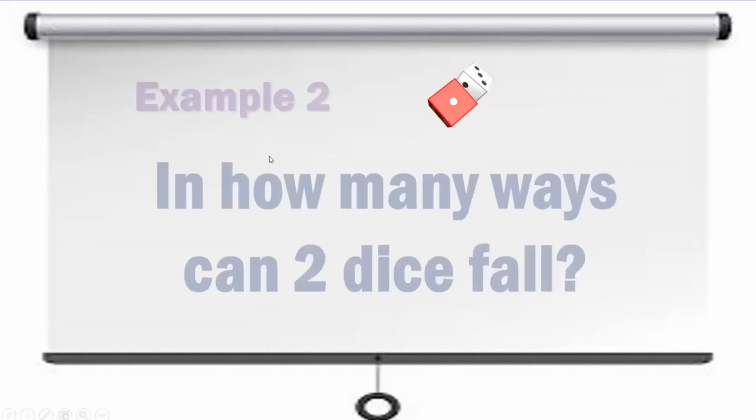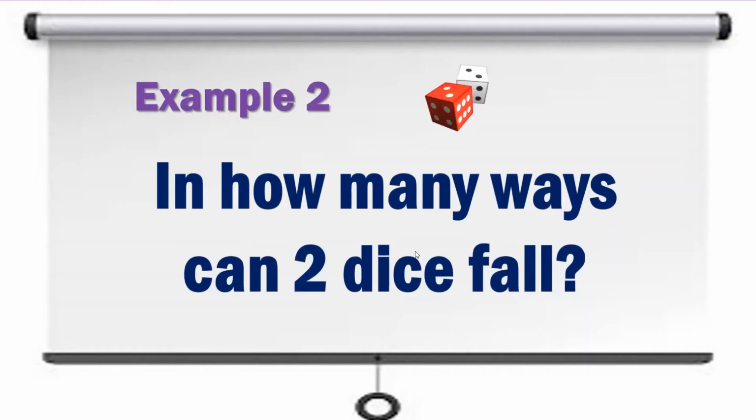Now, the question is, in how many ways can 2 dice fall? What if we have 2 dice? We have two dice, and you roll them at the same time. How many ways can they land? Yes, Valerie? 36. Yes, very good. Valerie got right away how to do it. Of course, Valerie didn't list them all because there are so many. Valerie, tell us, how did you get 36? 6 times 6. Okay, that's it.